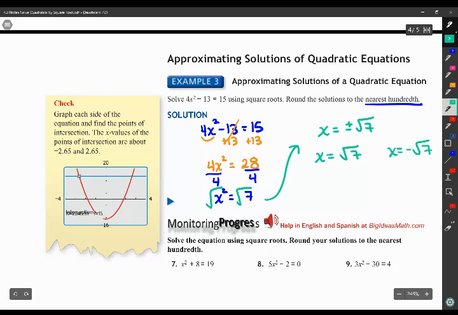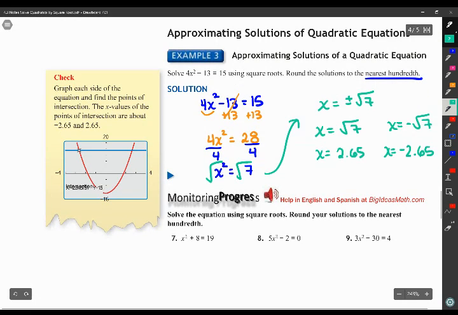Now, because it tells us that you don't want a radical answer, it says round to the nearest hundredth, so I just put that in the calculator. The square root of 7 is 2.65, and negative the square root of 7 is going to give me negative 2.65. And again, if you're not sure, you just put it in the calculator, second x squared, put it in.